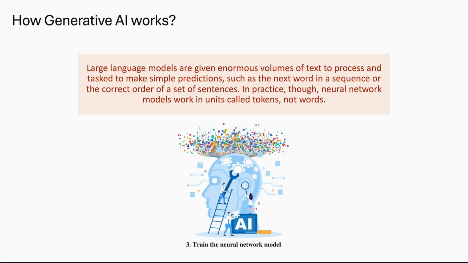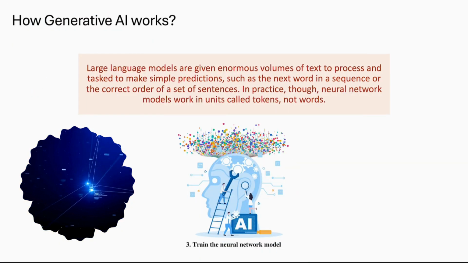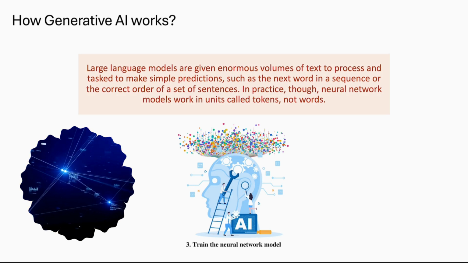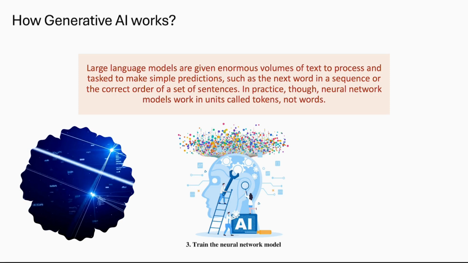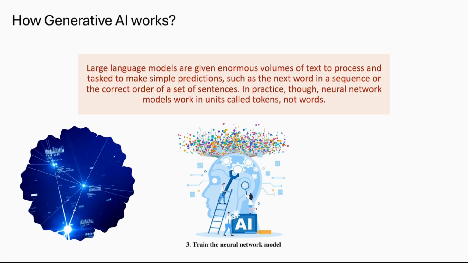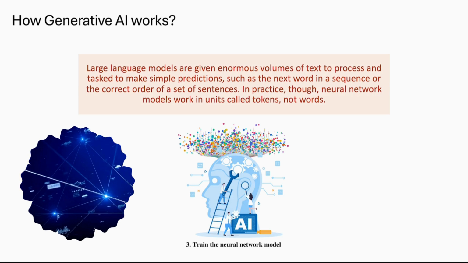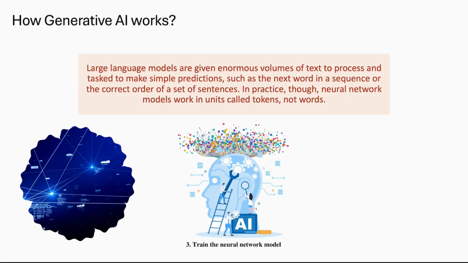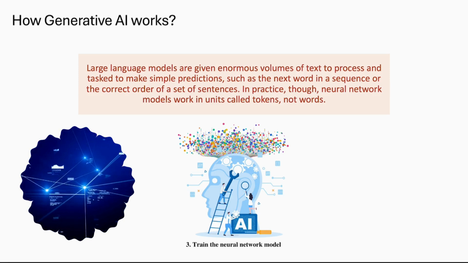After doing that, the large language model goes into a training phase. We give it enormous volumes of text, images, videos, even musical notes to process, and it's also given the task of training with small, simple predictions. Like, I give you a word, and I want you to predict the next word that might occur in the format, or trying to generate a correct order of a set of sentences.